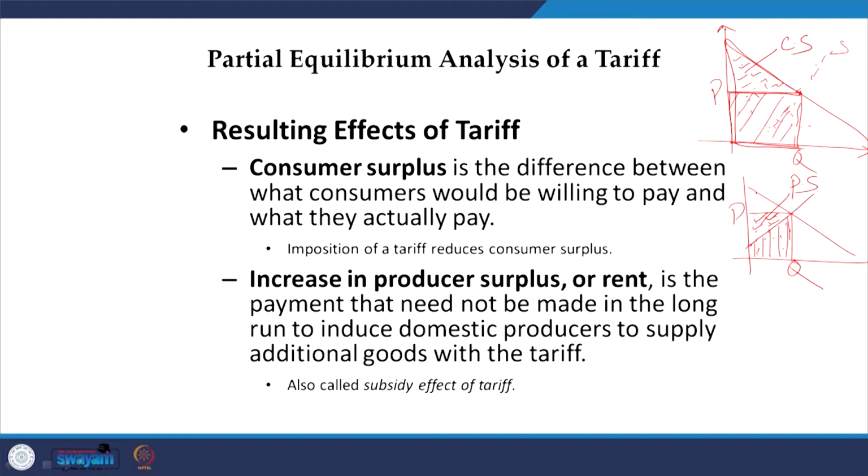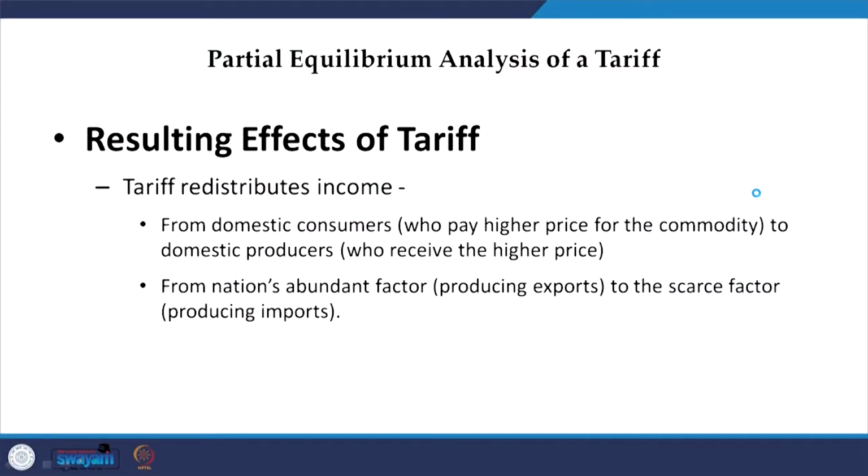Okay. So, increase the producer surplus and rent is the payment that needs to be made in the long run to induce a domestic producer to supply additional goods with the tariff. So, those may be utilized for subsidy purposes to understand the effect of subsidy. Now, the resulting effect of tariff is redistribution of income.